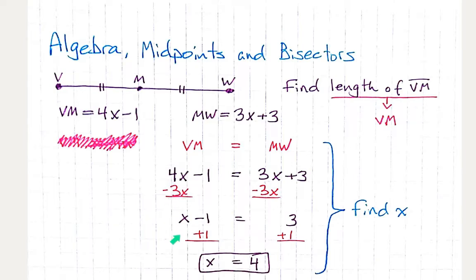And 4x minus 3x is just a single x left over. So I end up with x minus 1. This negative 1 here wasn't changed. It carries down to the next line. And on this side, our 3x is now gone, but we still have this 3 over here.